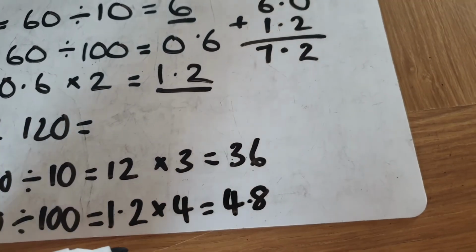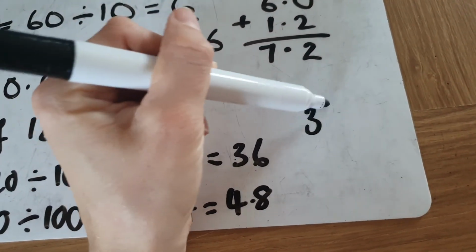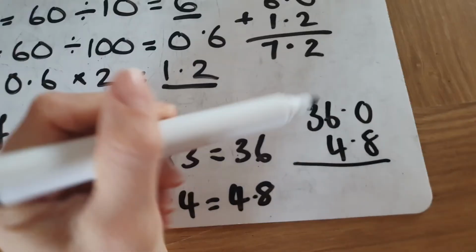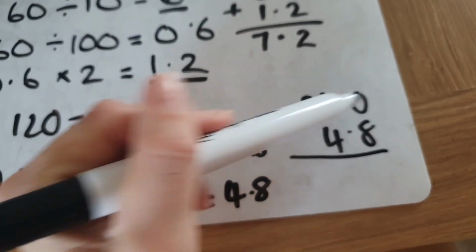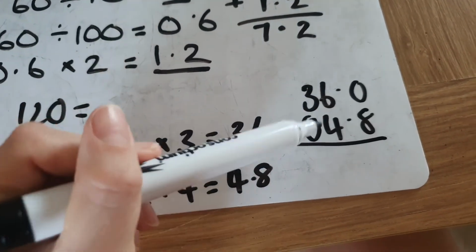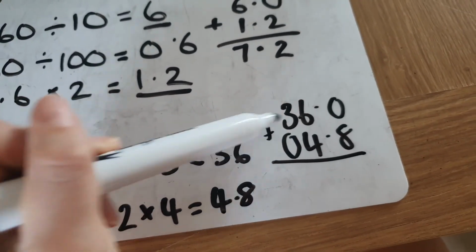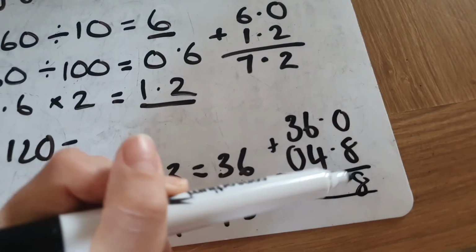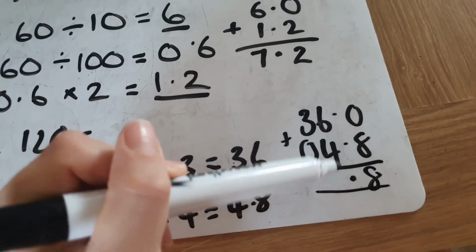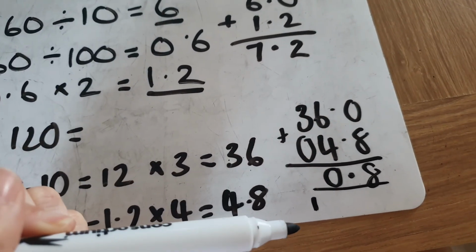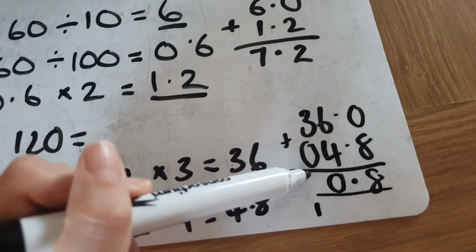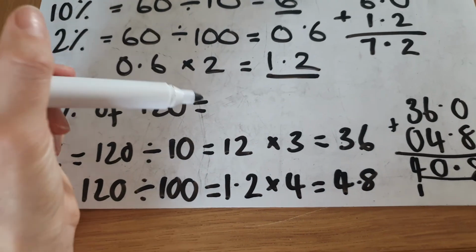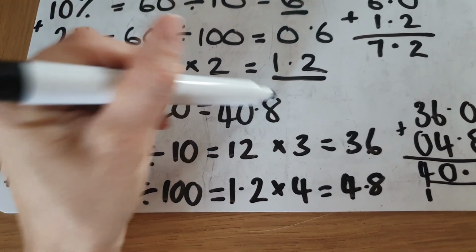And then you need to add these two numbers up. So 36.0 add 4.8. Sometimes it just makes it easier to put that 0 placeholder in. Some children also might want to put the 0 placeholder in here just so that each number has the same amount of digits. So 0 add 8 is 8, putting in my decimal point. 6 add 4 is 10, carrying the 1. And then 3 add 1 is 4. Therefore, 34% of 120 is 40.8.